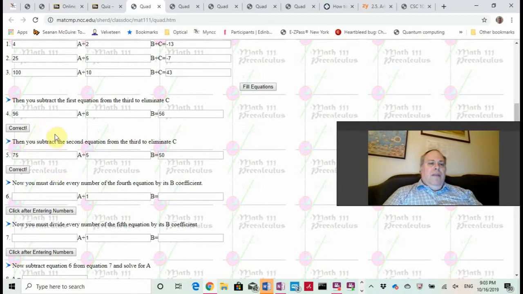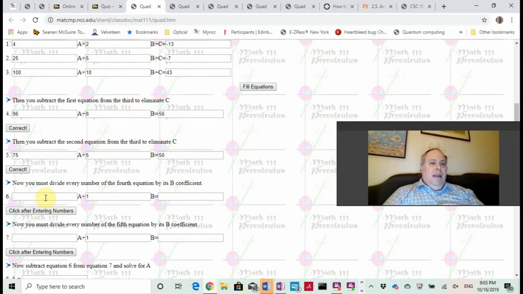We have that. We have 2 equations with a and b. Now what I'm going to do is divide every number of the fourth equation, that's this equation over here, equation number 4, by the b coefficient. That's the number next to b. That is 8. So you see this 8 here. We're going to divide everything by 8.